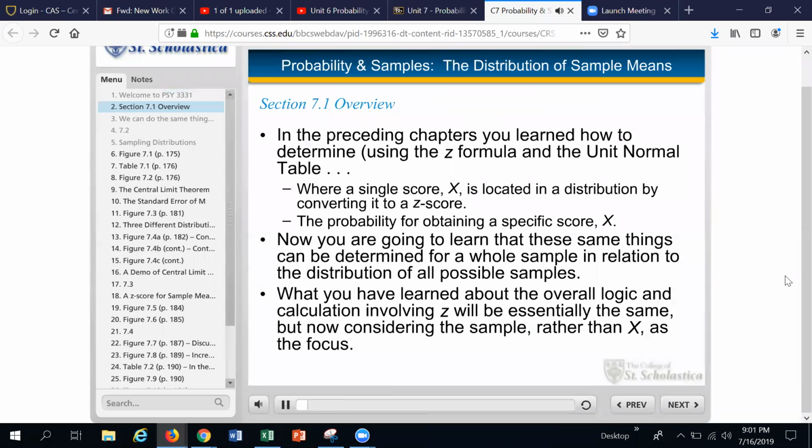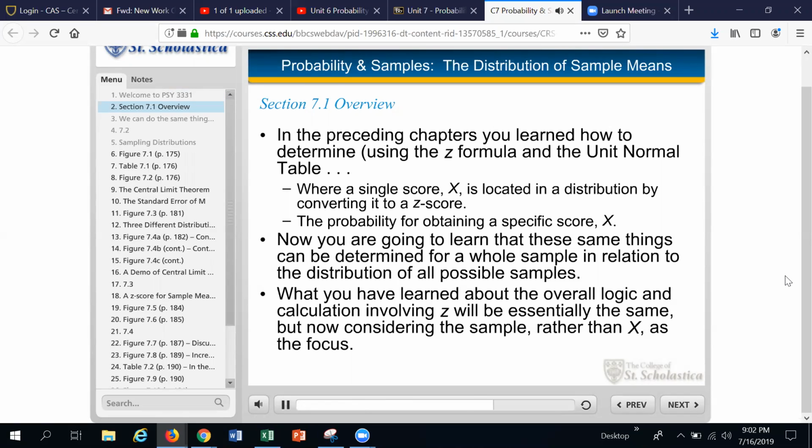In the preceding chapters, using the formula for z and the unit normal table, you learned how to determine where a single score x is located in the distribution by converting it to a z-score. You also learned how to determine the probability for obtaining a specific score x. Now in this chapter, you're going to learn that these same things can be determined for a whole sample in relation to the distribution of all possible samples.